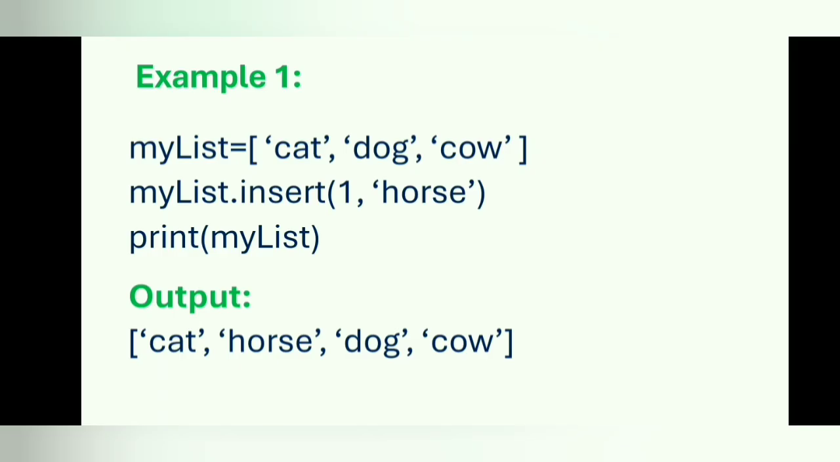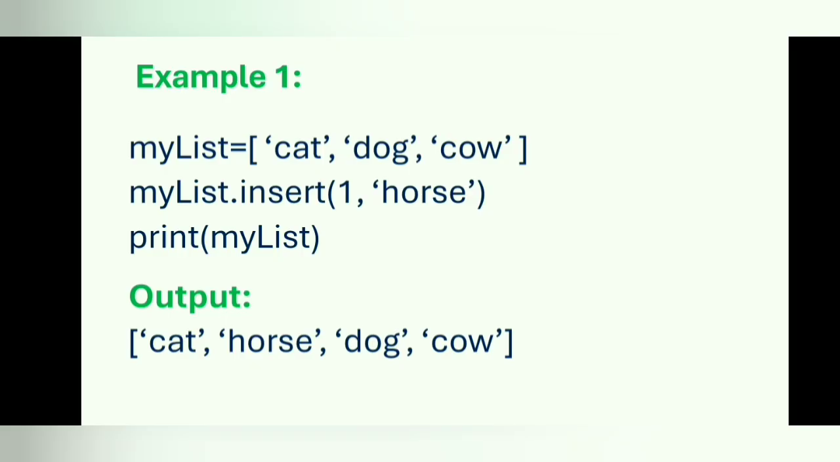Example 1. In this example, the first thing I did was create a new list with the 3 string elements cat, dog and cow and assign it to the variable mylist. In the next statement, we call the insert method with the index 1 and the new value horse as arguments. The insert method inserts an element at a particular index in the list. Here the new value horse is inserted to the list at the index position 1.